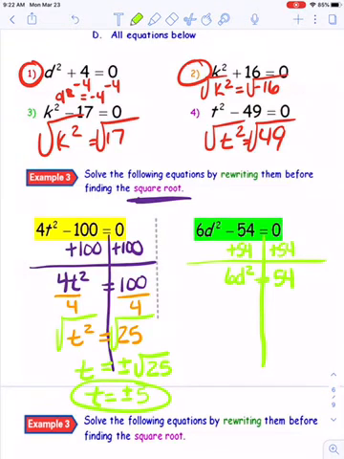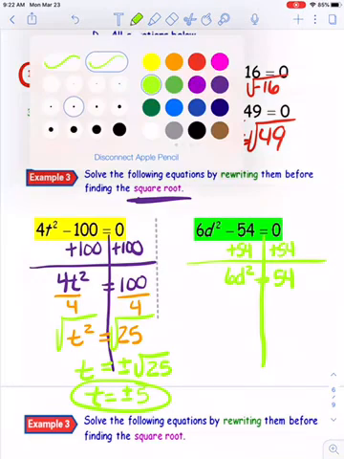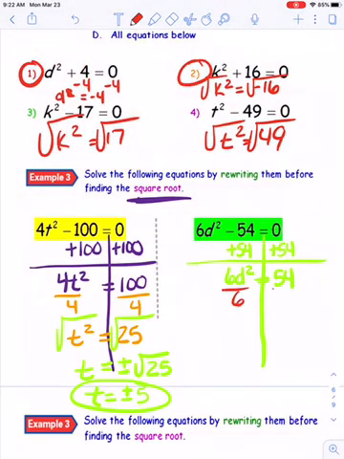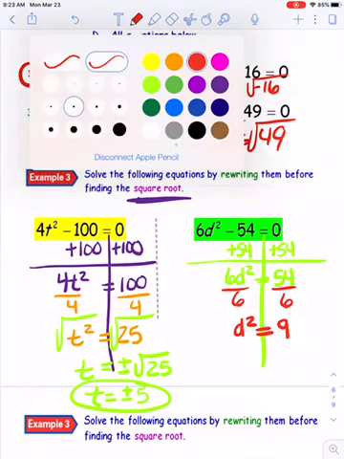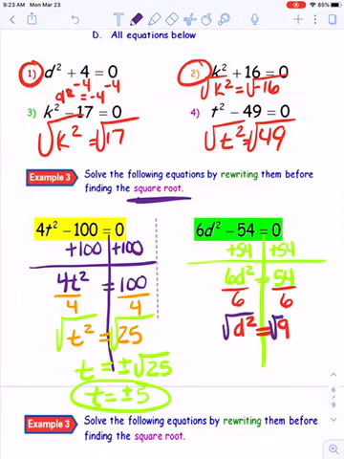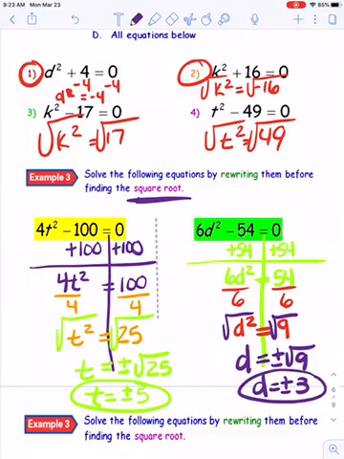Before I can take the square root of both sides, I have to get d all by itself. So I'm going to go ahead and divide by 6 on both sides. So I get d squared equals, well, 54 divided by 6 is 9. Now I'm going to go ahead and finish it off, take the square root of both sides. So I get d is equal to a positive and negative square root of 9. So d equals a positive and negative 3. Square root of 9 is 3.